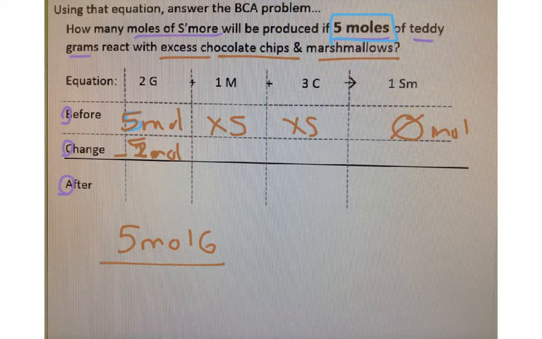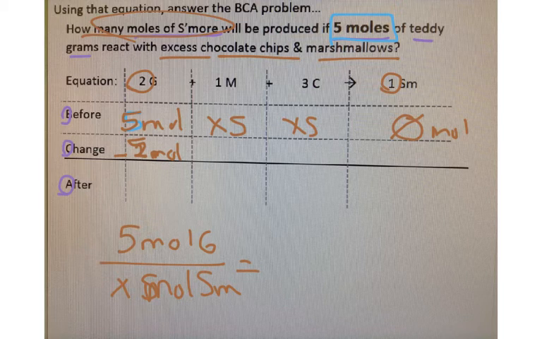What I want to figure out is how many moles of s'mores I can produce, so I'm going to say X moles of s'mores. Well, I don't know that, but what I do know, using these coefficients, is that for every 2 moles of graham, I can produce 1 s'more. So moles of graham has to go on top. Why? Because I started with moles of graham, and moles of graham is here, so they match up.